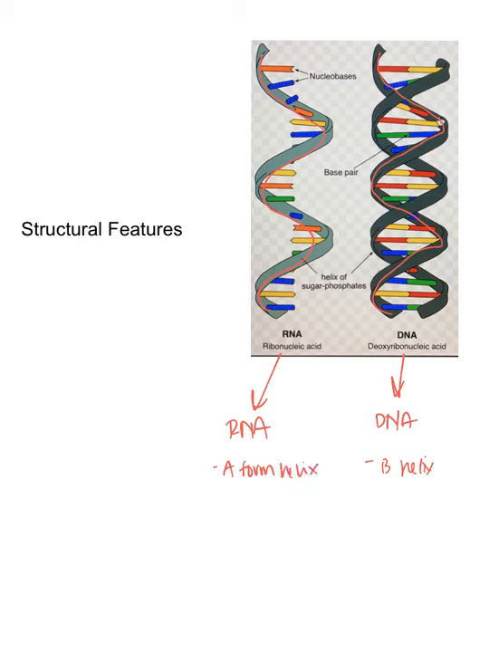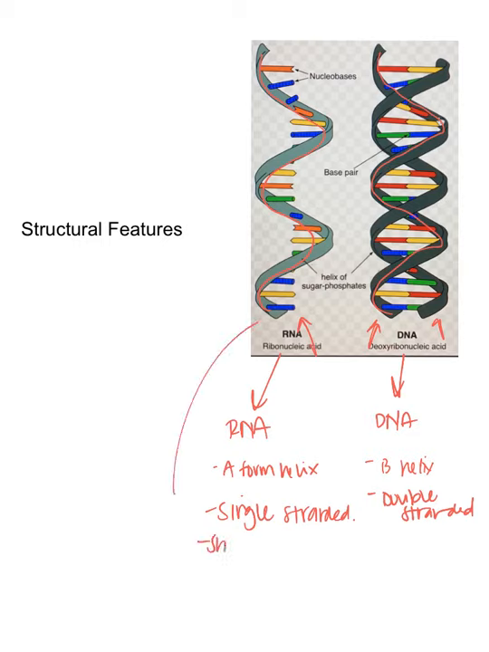Okay. DNA is also double-stranded. As you can see here, we have two strands of DNA, whereas RNA is single-stranded. And RNA is also going to be shorter. It contains shorter chains of nucleotides, whereas DNA is going to contain long chains of nucleotides.